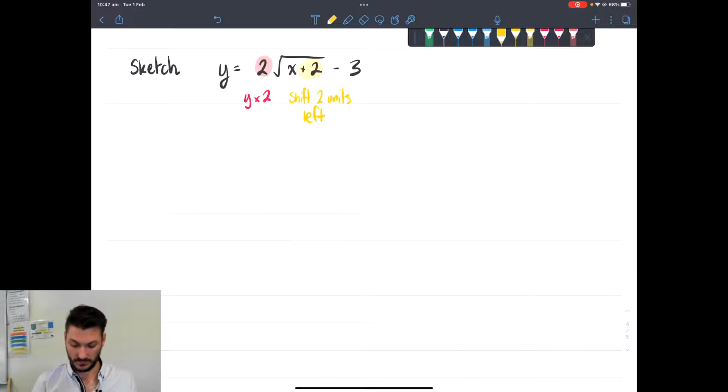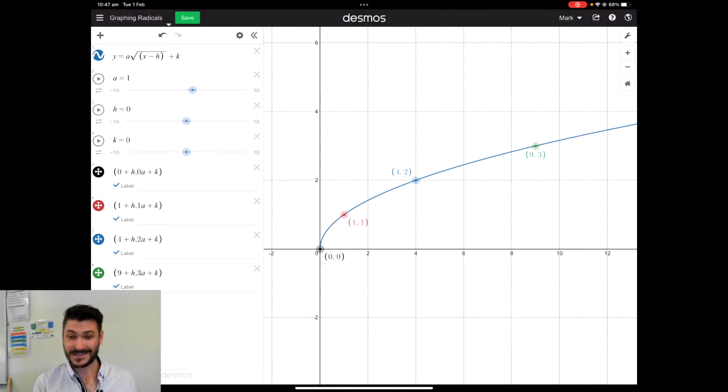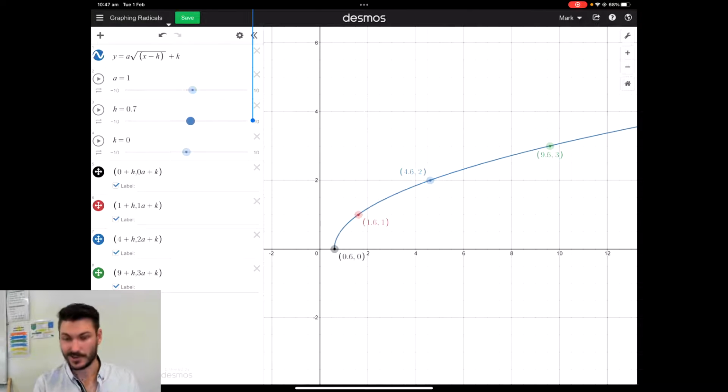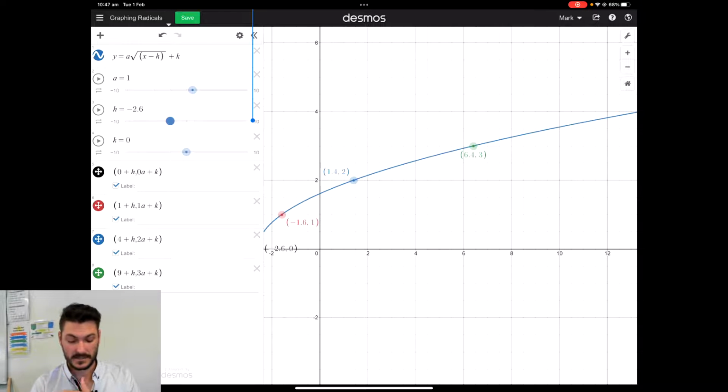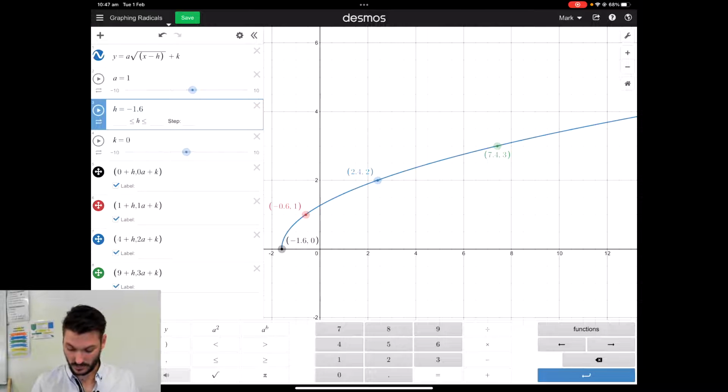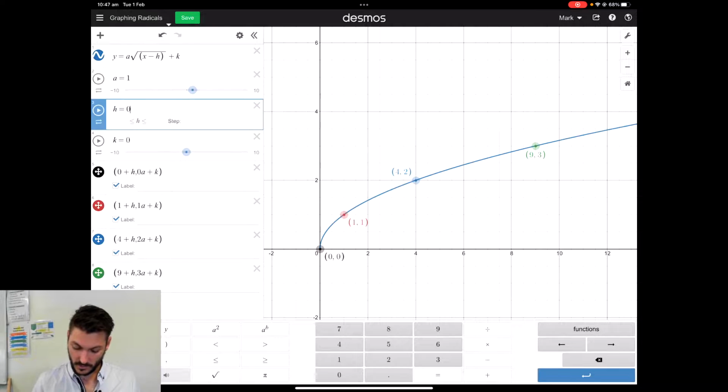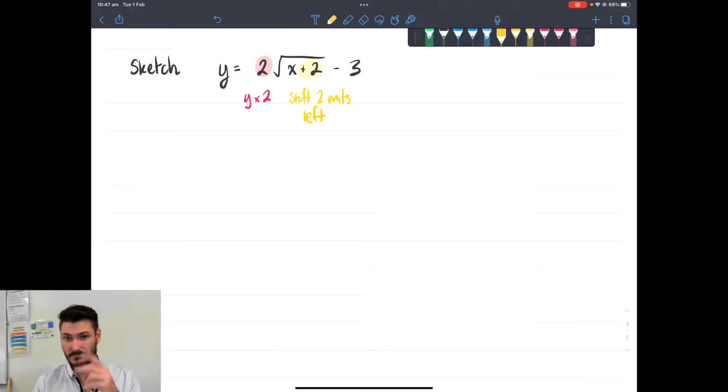Because in my original function over on Desmos, you can see the generic one, it's x minus h at the top. X minus h shifts it. So if I increase h when it's minus h, it goes right. If I shift it more and more negative, it goes left. So it's kind of the reverse of what it normally would be. So when I've got plus 2, it means it's going left 2 units. And k doesn't change though, it's not as tricky. Minus 3 just means it's going down 3 units.